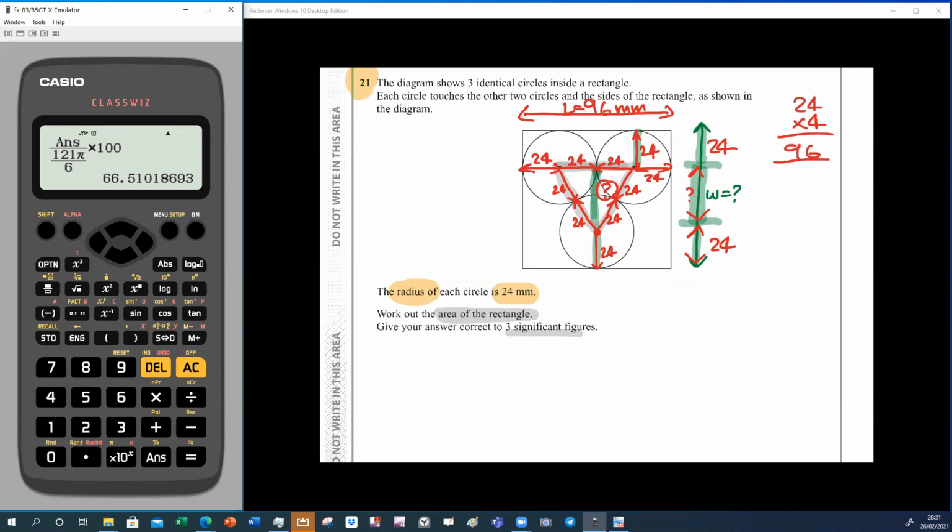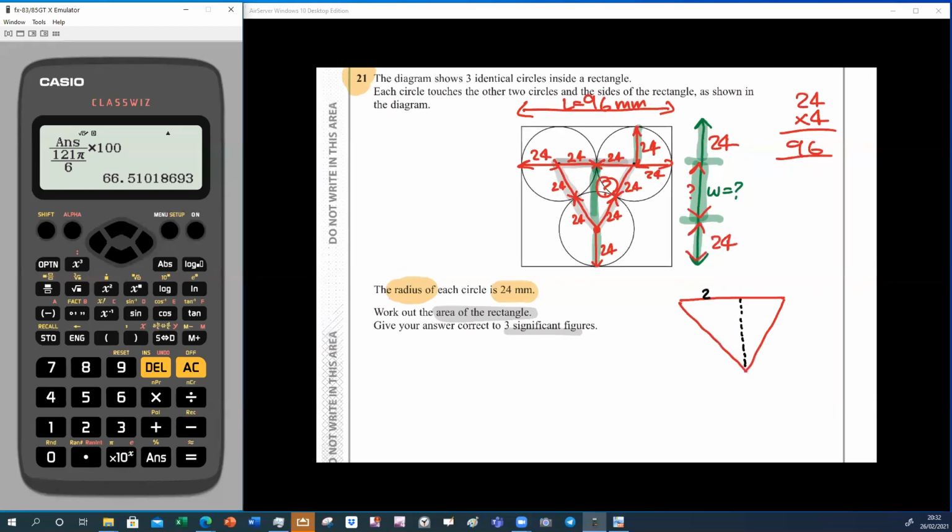Okay, well that looks even more dodgy. Worse. That looks worse. That's better. Now, let's put a... So that's the height that we need to work out. That's 24, and that's going to be 48.